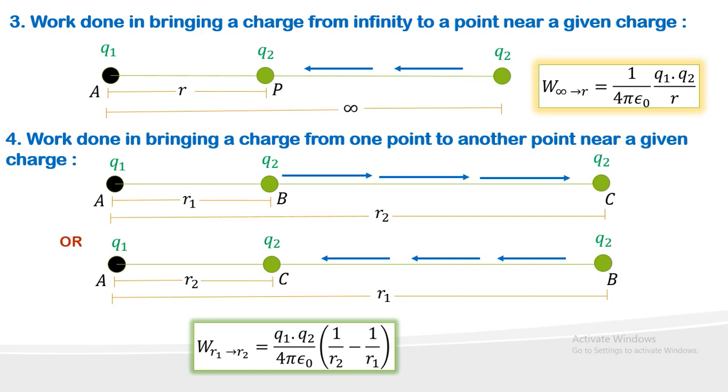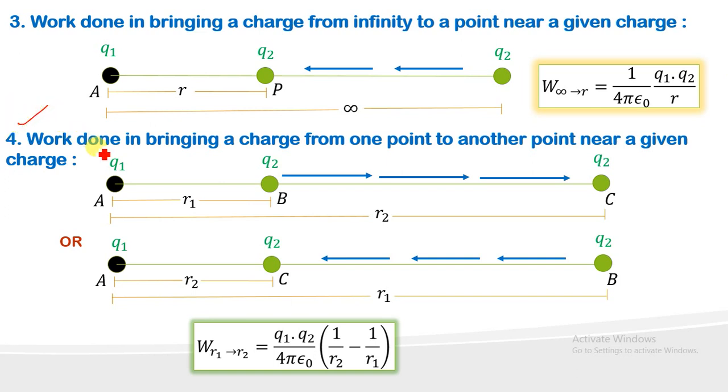Point number 3. Suppose we are having charge Q1 at some point A and at a distance r there is a point P. One charge Q2 is brought from infinity to the point P, then there is a work done. This work done is equal to 1 by 4 pi epsilon naught Q1 Q2 by r.